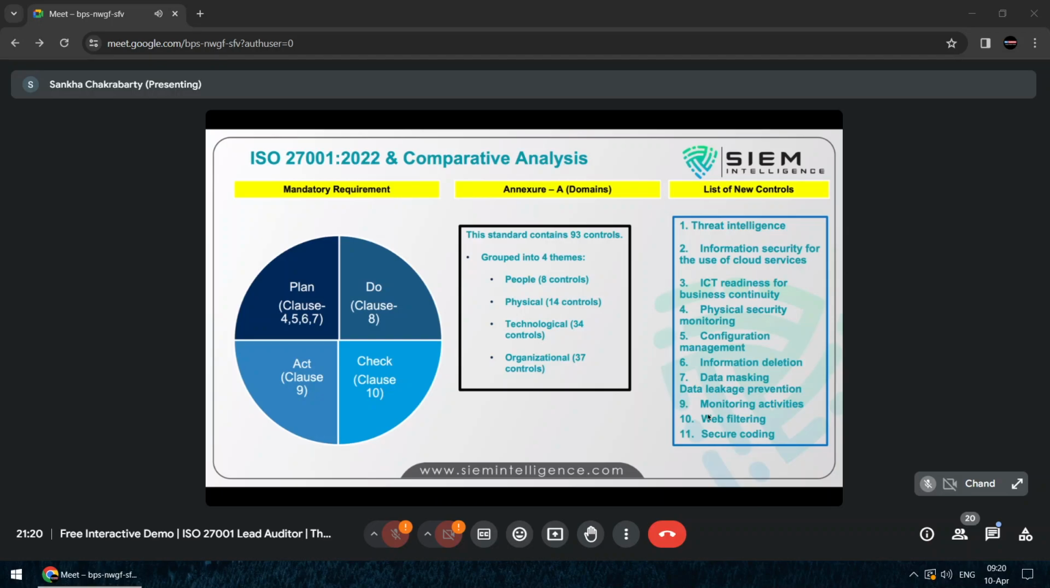Configuration management. Let's say you are working remotely during COVID. There were so many cyber attacks because of remote working, because the configuration was not properly done. Information deletion, data masking, data leakage prevention, monitoring activities, web filtering, secure coding, all these are the areas that you are going to learn as the new set of controls for 2022. So this is a very high-level overview of the ISO.